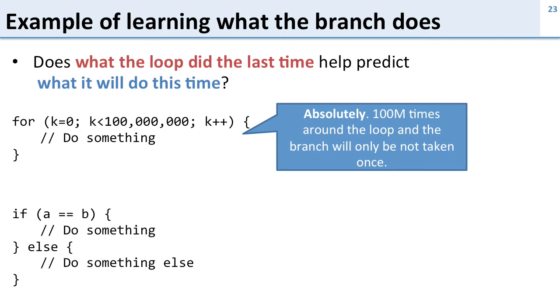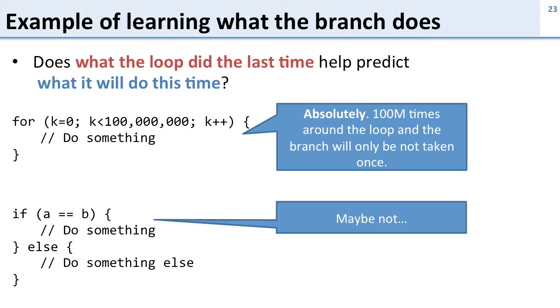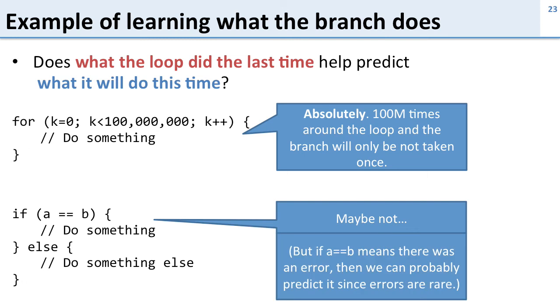How about code like this? If A equals B, we do something, otherwise we do something else. Well, this code is a lot less clear. You could easily have code where every other time A equals B and the other times it doesn't. So maybe what it did before doesn't help you at all. Or you can have code where A equals B checks if there's an error. And there's almost never an error, so most of the time you'd only go one way, and then you could predict it. So it's clear that this history-based behavior is very useful for some branches, but might not be so useful for others.